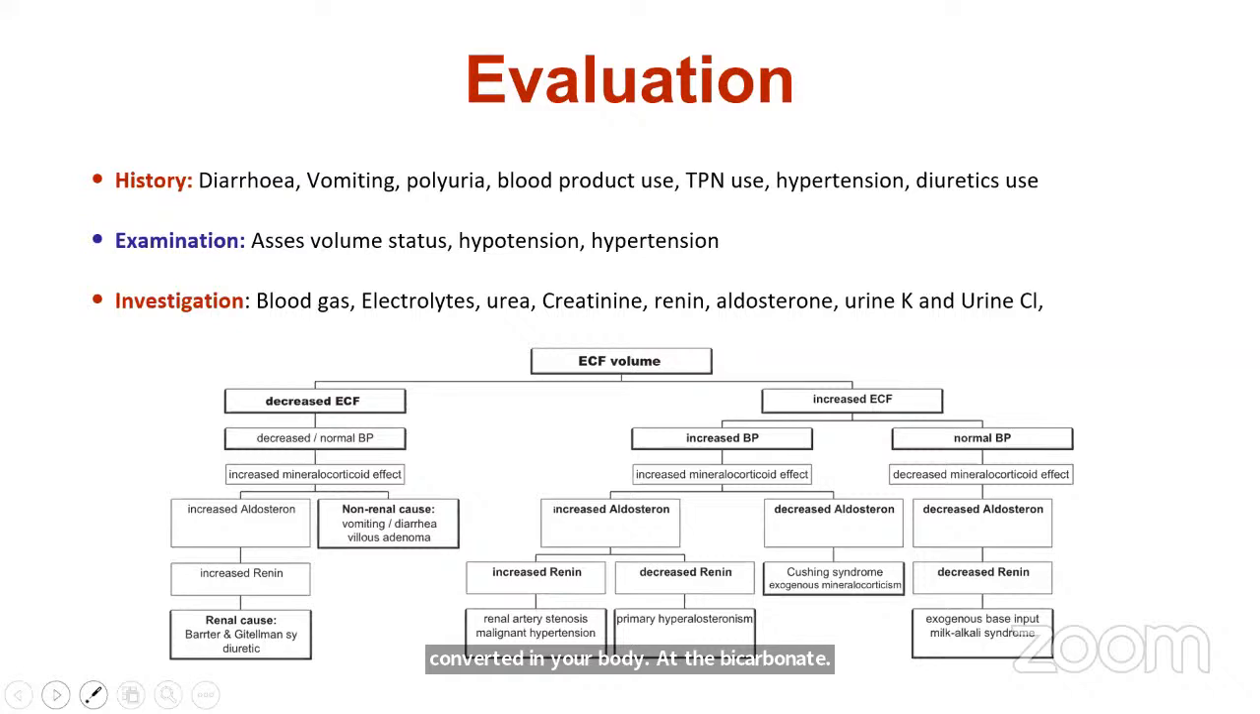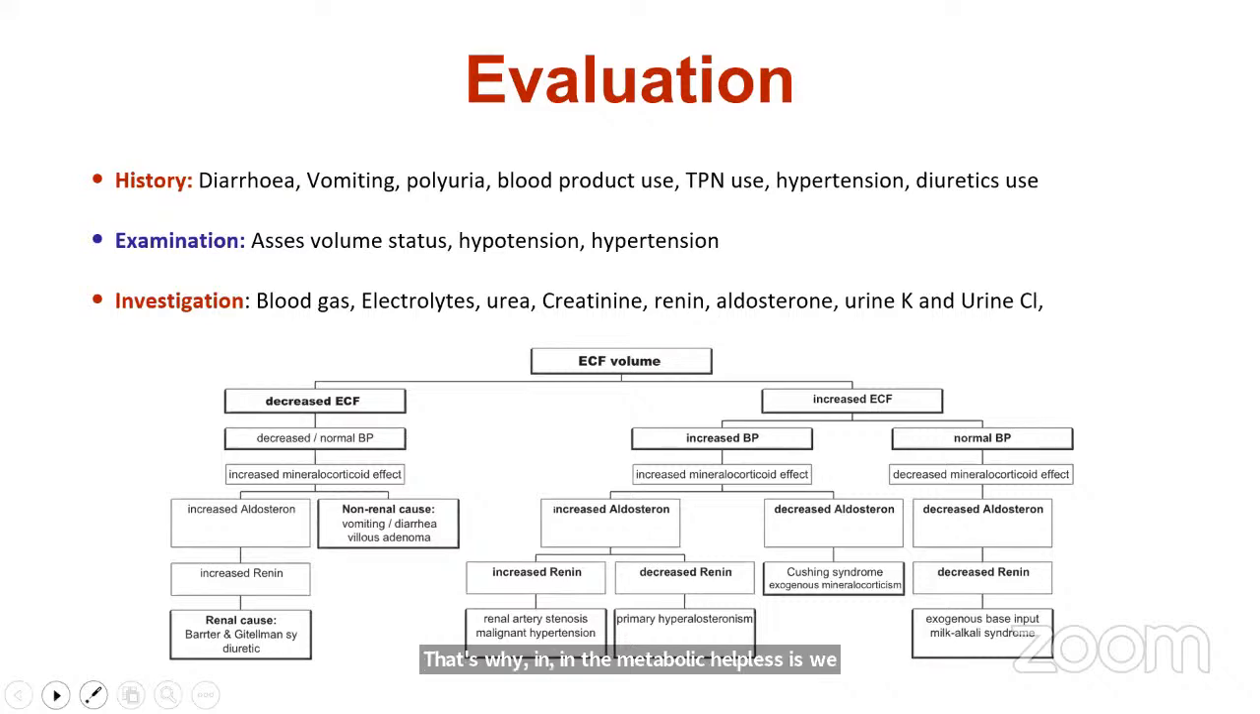Hypertension, diuretic use. In examination, you have to assess the volume status, whether the patient is hypertensive or hypotensive. This is very important information. And we have to do blood gas, electrolytes, urea, creatinine, blood renin and aldosterone levels, and urine potassium and urine chloride. I must say that in the presence of severe alkalosis, or where there is loss of bicarbonate through the kidney, the volume status cannot be properly assessed with your fractional excretion of sodium. In that situation, your urinary chloride is a better marker of your intravascular volume status than your sodium. That's why in evaluation of metabolic alkalosis, we use urinary chloride rather than your FENa.